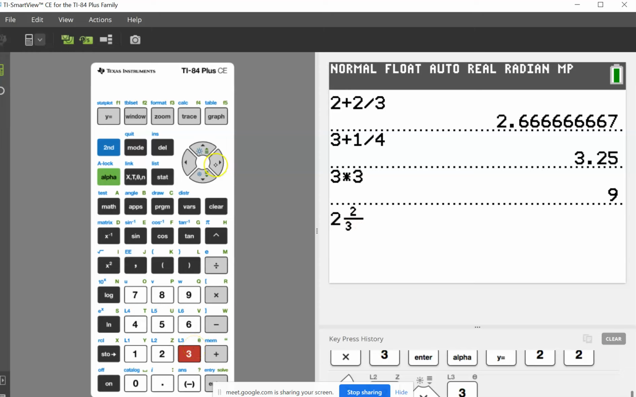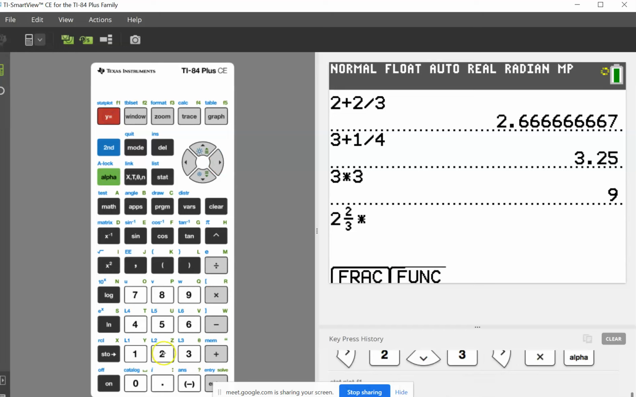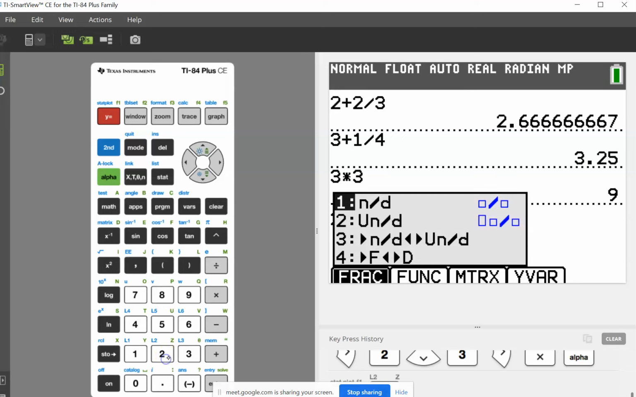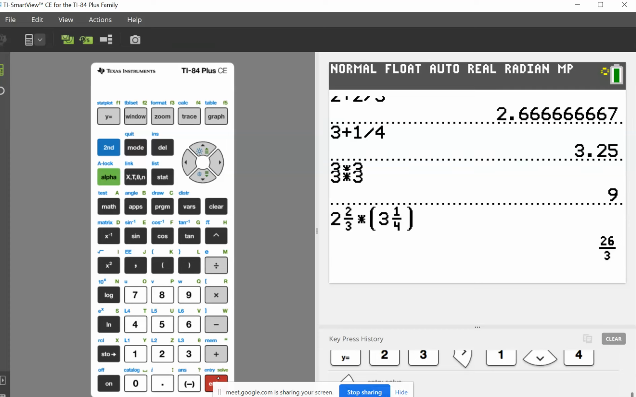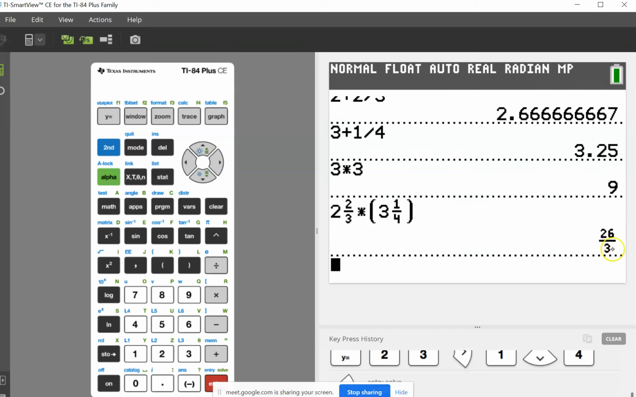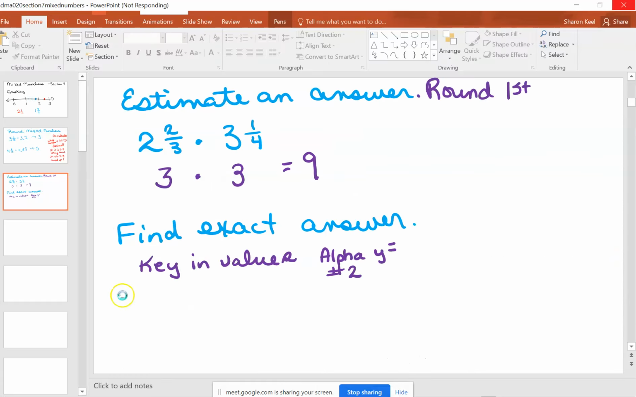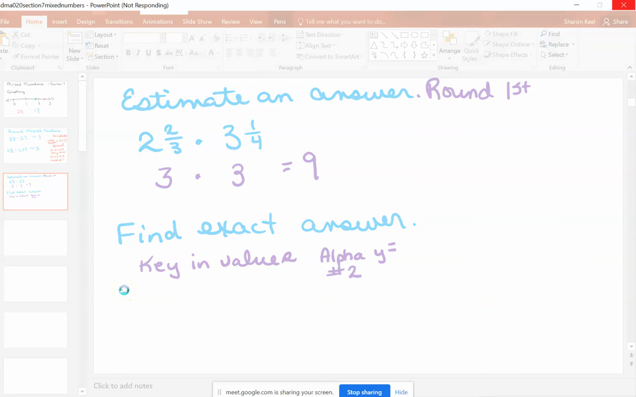It's very important you move out from under the radical. Then we do our times. Alpha, y equals, again, we're going to do 2, which is the mixed number, and we key in our 3 1/4. Come out from under the fraction line, and then we press enter. Now notice they give us our answer as an improper fraction. They give us 26/3.